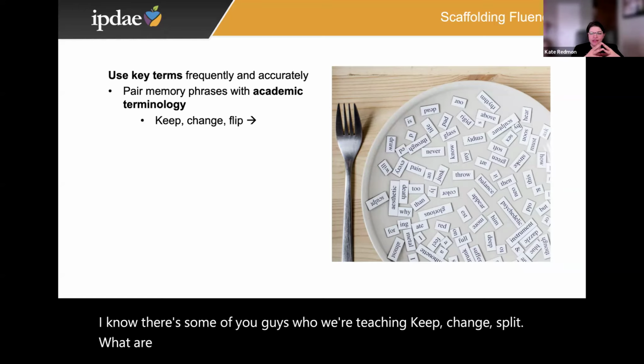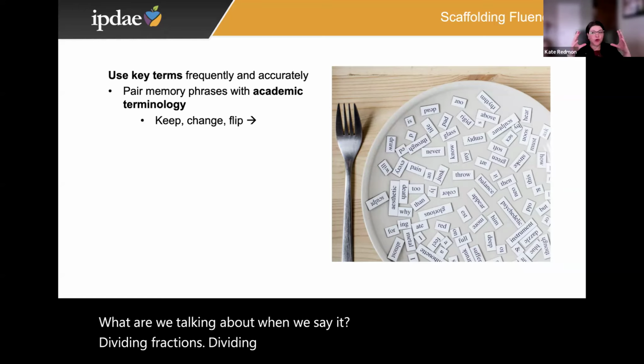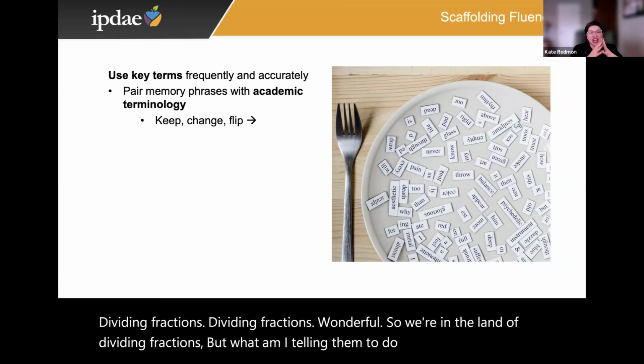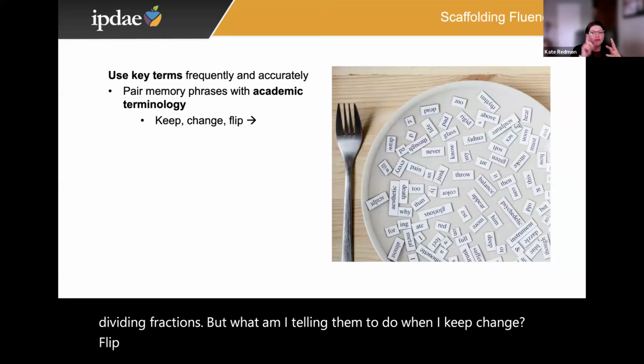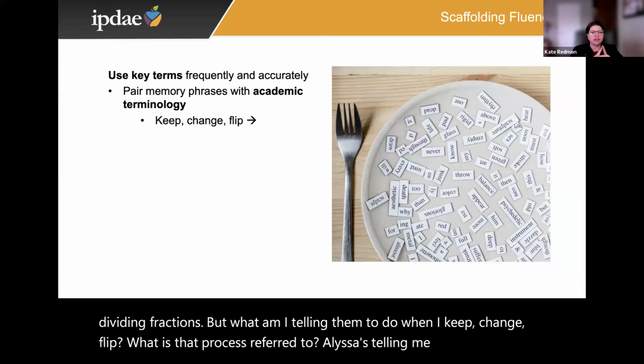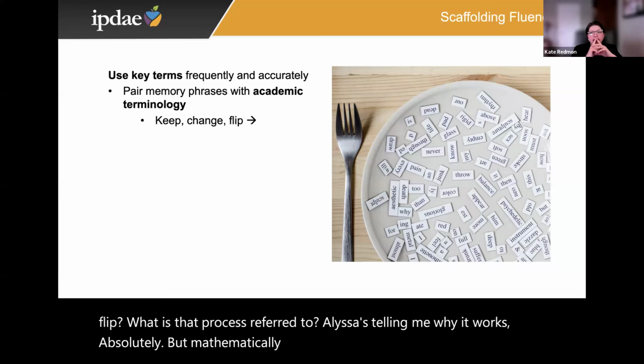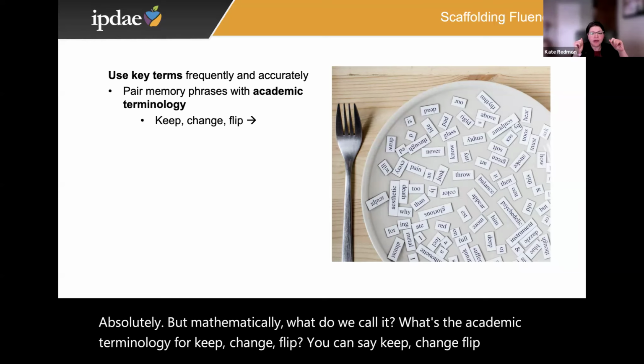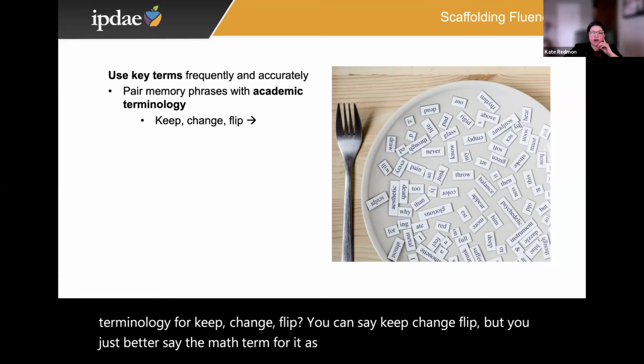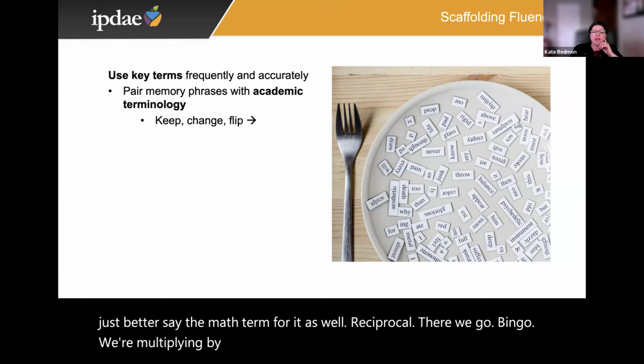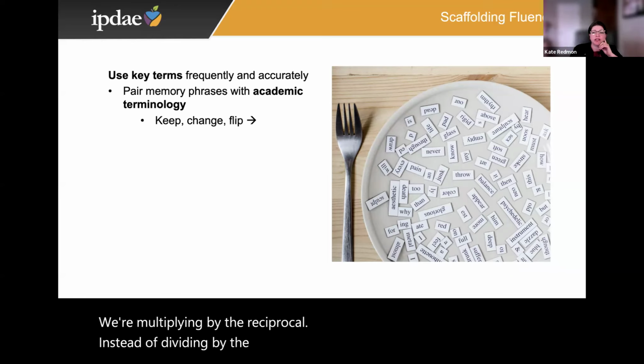What are we talking about when we say it? Dividing fractions, dividing fractions. Wonderful. So we're in the land of dividing fractions, but what am I telling them to do when I keep, change, flip? What is that process referred to? Yeah, Alyssa's telling me why it works, absolutely. But mathematically, what do we call it? What's the academic terminology for keep, change, flip? You can say keep, change, flip, but you just better say the math term for it as well. Reciprocal. There we go. Bingo. We're multiplying by the reciprocal. Instead of dividing by the fraction, we're multiplying by its reciprocal.